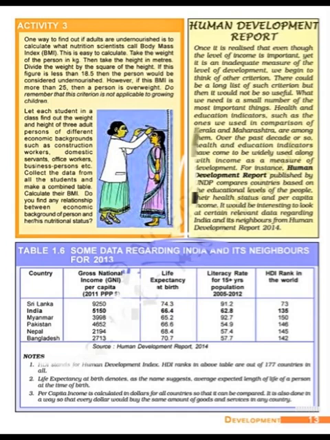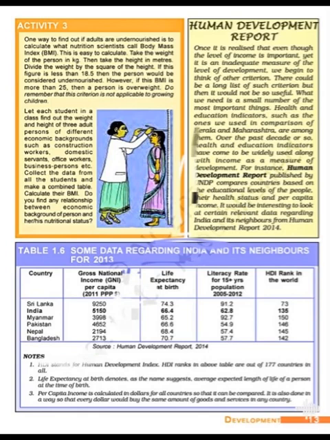Now, we have to discuss the Human Development Report. Let's see what this report says. Till now we have seen that level of income is important, yet it is an inadequate measure of the level of development. It is important, but still it is an inadequate measure. Now we have to think of other criteria also. There could be a long list of such criteria, but then it would not be so useful. So what we need is a small number of the most important things on which we can judge the overall development of the country.